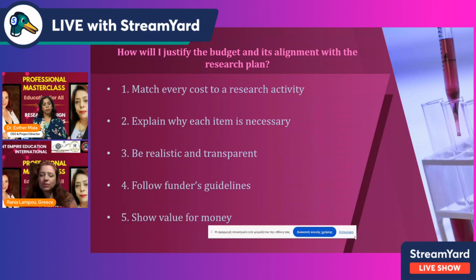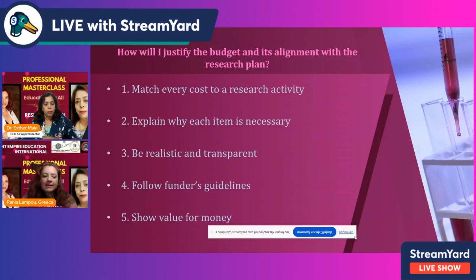These are very important tips. And avoid inflated costs, because reviewers can spot suspicious budgets. So follow funders' guidelines, use the required format, the table, the narrative, or both. Respect any category limits or caps. For example, the maximum travel per year. And if overheads are excluded, don't include them.